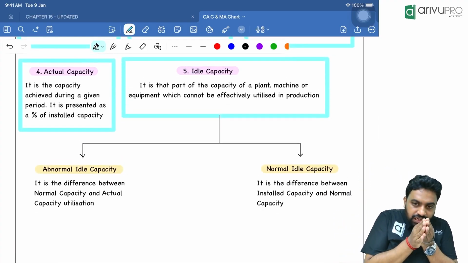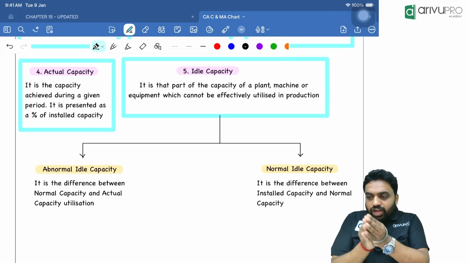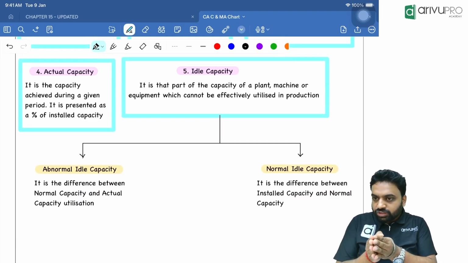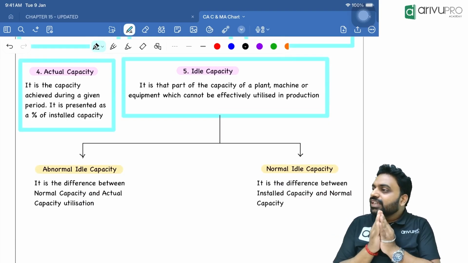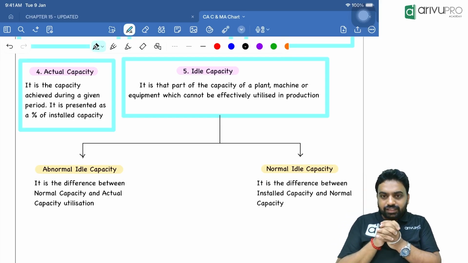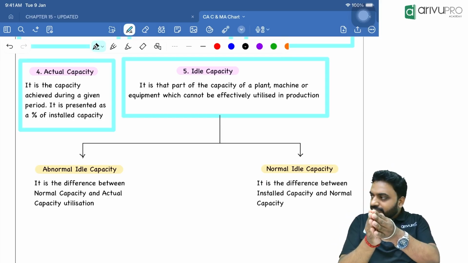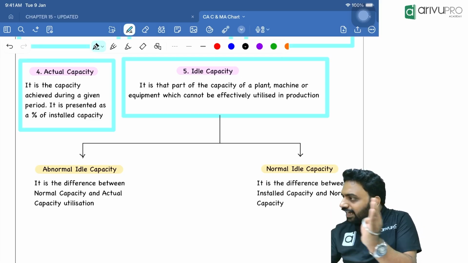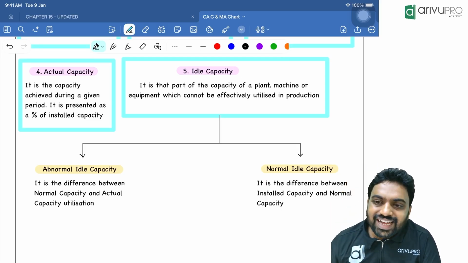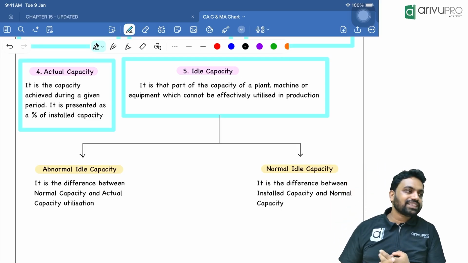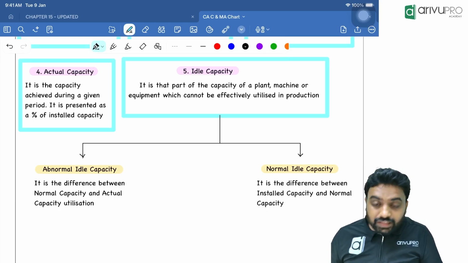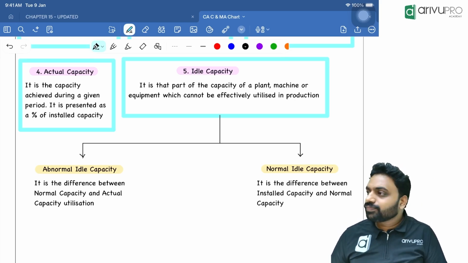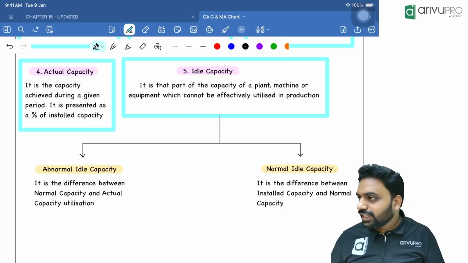The difference between your theoretical capacity and normal or practical capacity, depending on the question, we call normal idle capacity. Whereas when you match your normal or practical capacity with the actual capacity, the difference we will call abnormal idle capacity. Hope it is clear. With that, we have completed our overheads theory.